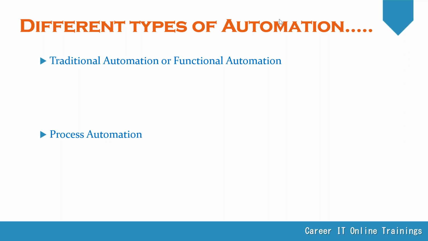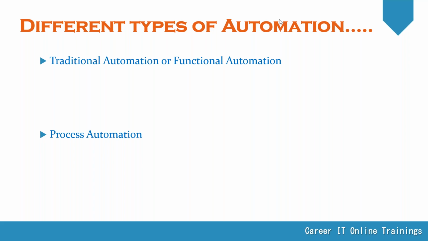Then what is meant by process automation? There are some tools in the market like RPA tools, robotic process automation tools, such as Automation Anywhere and Blue Prism. Here we just automate some process. The main intention of automation here is not to test the application; we just automate some end-to-end process.